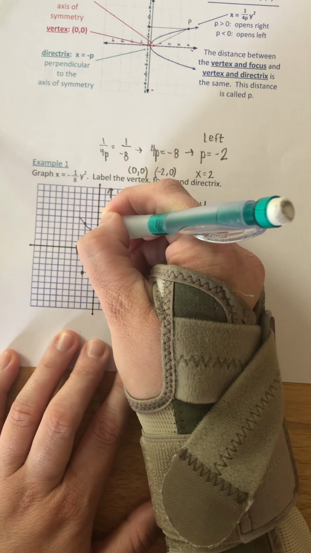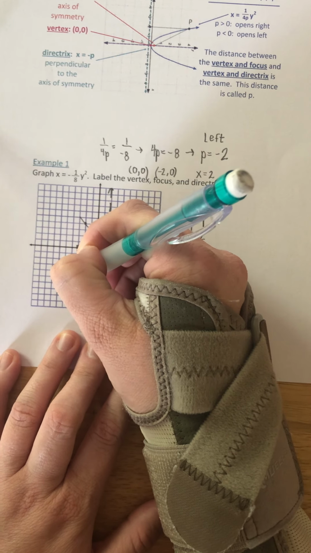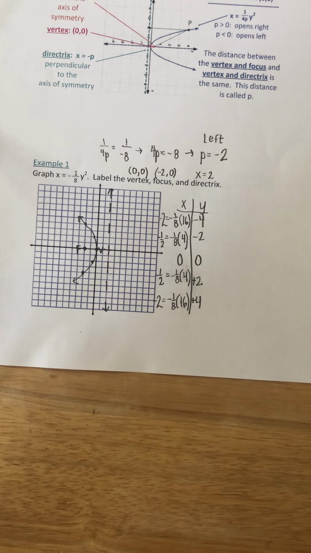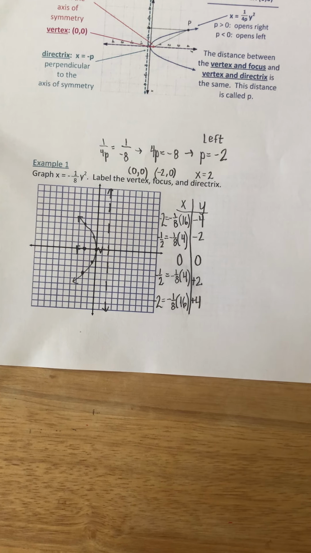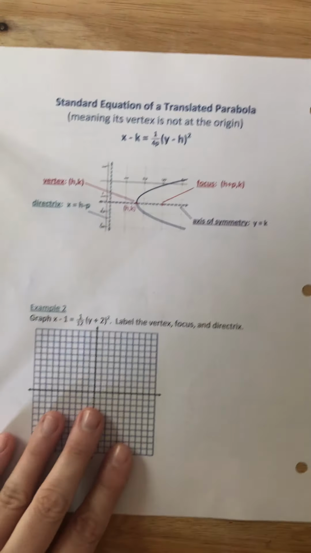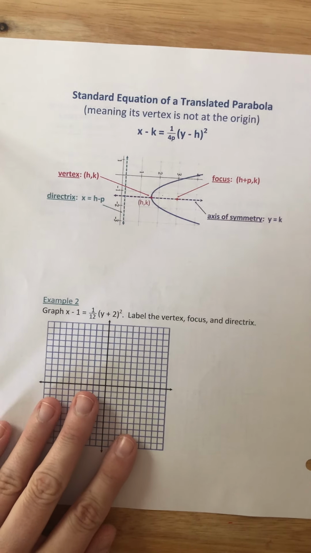So we get a parabola that opens to the left. It's opening around the focus exactly as it should. The directrix is behind it, and it is a vertical line because our parabola is opening to the left. So same concepts, just opening a different direction.